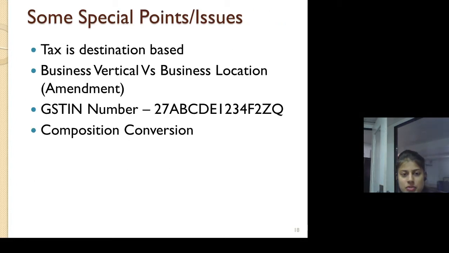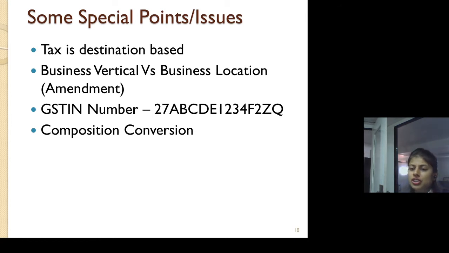Next, some important points I will discuss here. First is tax is destination based. When you read the GST supply levy, all those provisions, you will understand that tax is liable on a destination basis. Suppose I am in Maharashtra and my goods are reaching Gujarat. Then as my goods are reaching Gujarat, that tax will be IGST because it is a destination based tax.